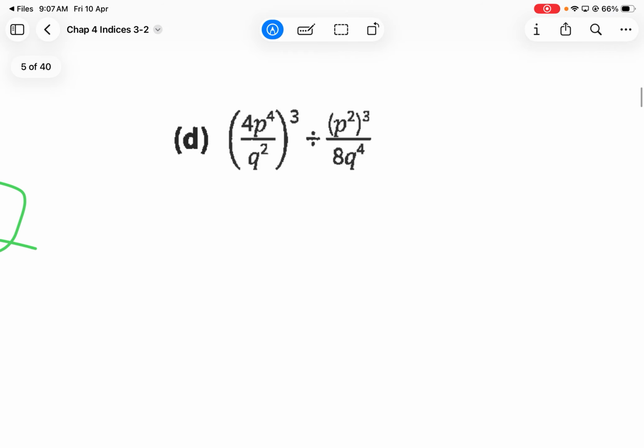We do this last question, then call it a day. My power 3 must give to both the numerator and denominator. Numerator has 4 and p to the power 4. So it will become 4 to the power 3, p to the power 12. Denominator will become q to the power 6.